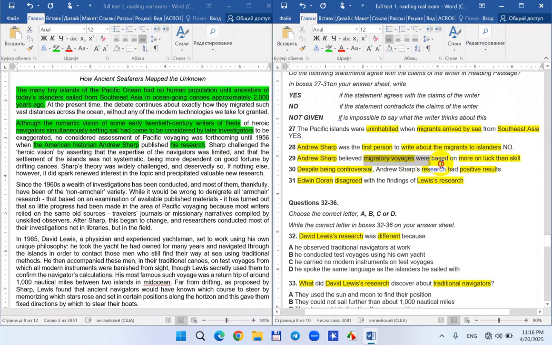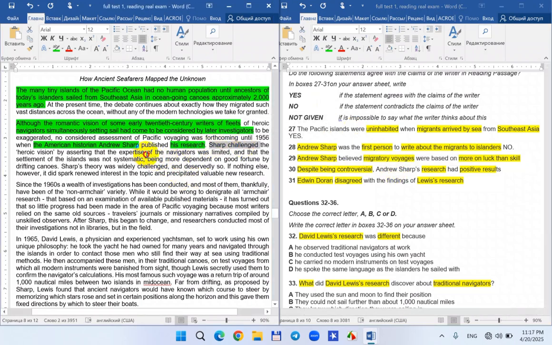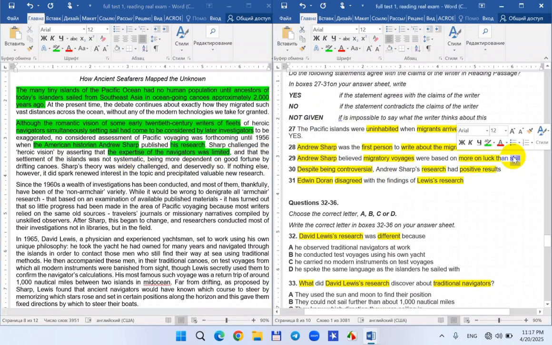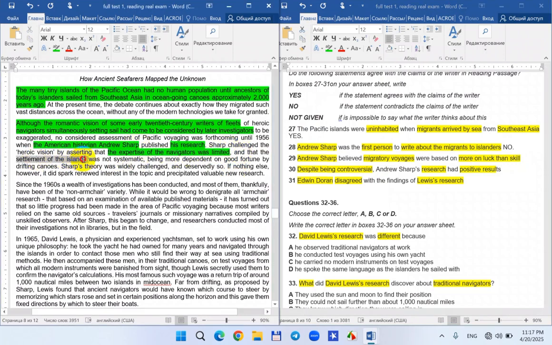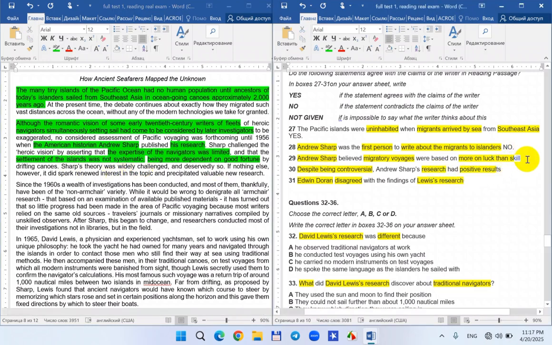Next one. Migratory voyages based more on luck than skill. Let's check it. Sharp challenged the heroic vision by asserting that the expertise of navigators was limited. Expertise means skill. Their skill was limited, and the settlement of the islands was not systematic. Going to the islands was not a skill, it was not hard work, being more dependent on good fortune. Good fortune is a synonym for luck, by drifting canoes. I think this is definitely yes, because good fortune means luck rather than skill.